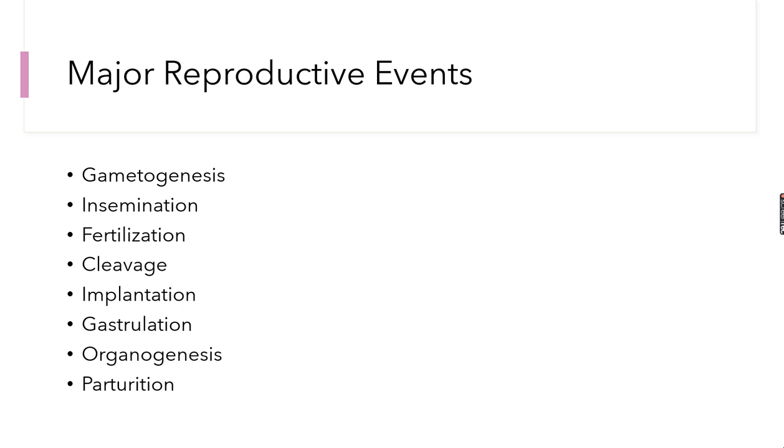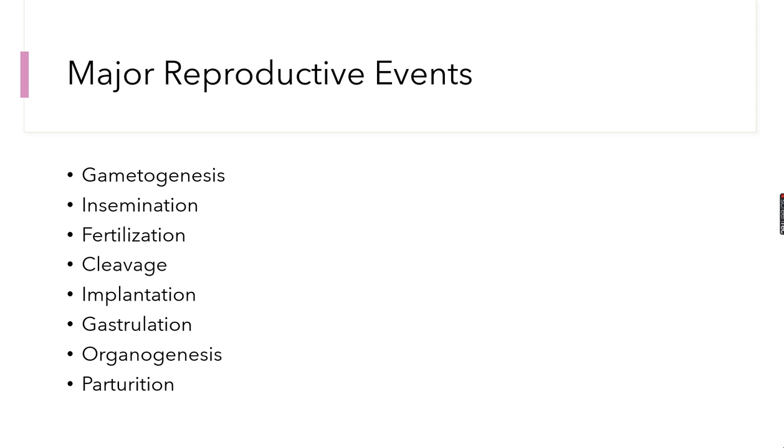And next is implantation. Implantation means attachment of this blastula or blastocyst to the uterine wall, the endometrium of the uterus. And then gastrulation. Gastrulation is a process by which the blastocyst is changed into a gastrula with three primary germ layers. Three primary germ layers we have already studied in 11th standard also: ectoderm, endoderm, and mesoderm. And these three layers are going to form various organs in our body.